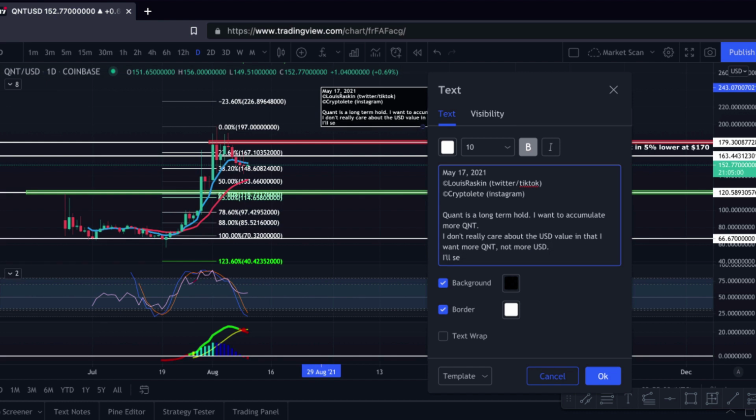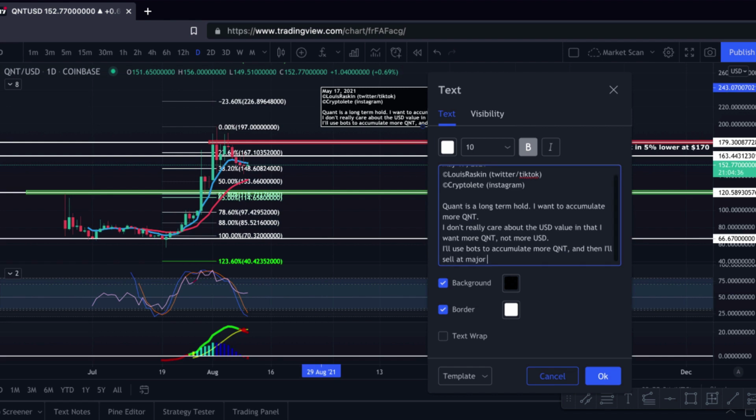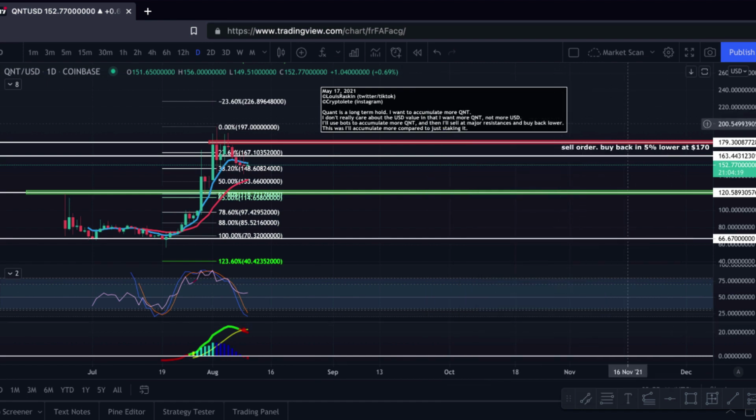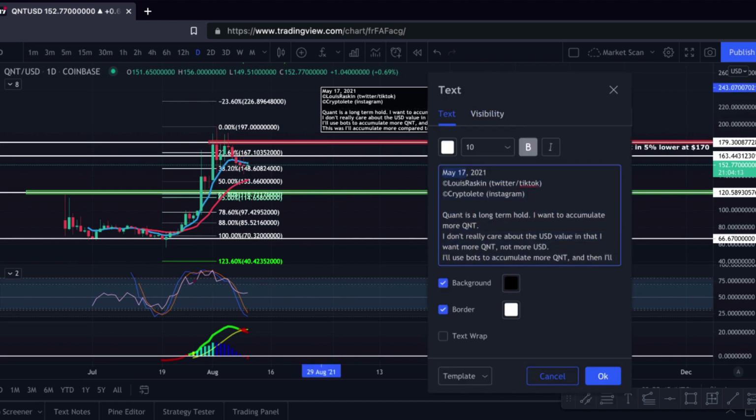I'll sell at major resistances and buy back lower. Actually, what I will do is I'll use bots to accumulate more QNT, and then I'll sell at major resistances and buy back lower. This way, I'll accumulate more compared to just staking it. And I think that's a good strategy. So that's what I'm going to do.